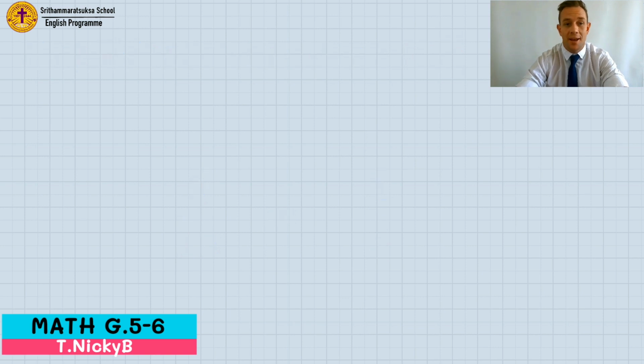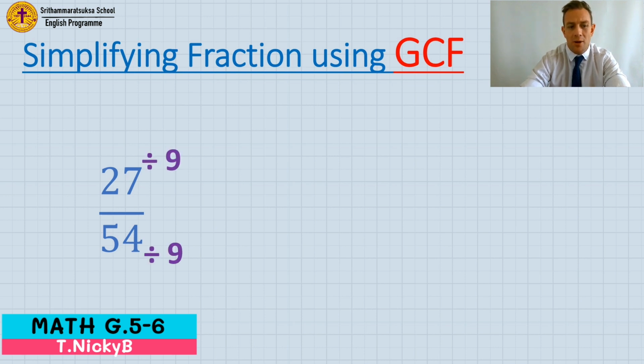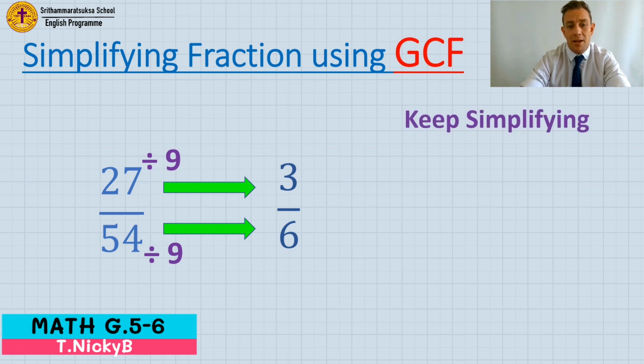Take a look at this more complicated problem using greatest common factor to simplify. We have 27 over 54. And we know that a factor of 27 is 9. Same with 54. So let's divide both of them by 9. 27 divided by 9 is 3. 54 divided by 9 is 6. But hold on, is that a simplified fraction? No, we need to keep simplifying. So we divide again. 3 divided by 3 is 1. 6 divided by 3 is 2. So our final answer after we kept simplifying is 1 over 2, or 1/2.